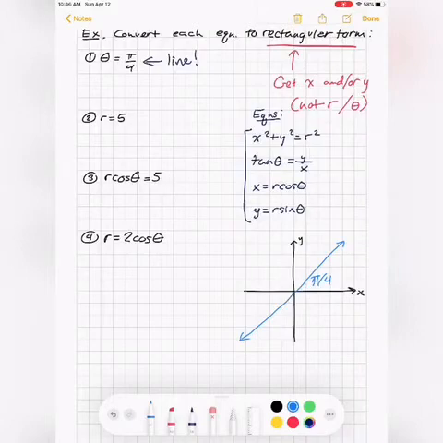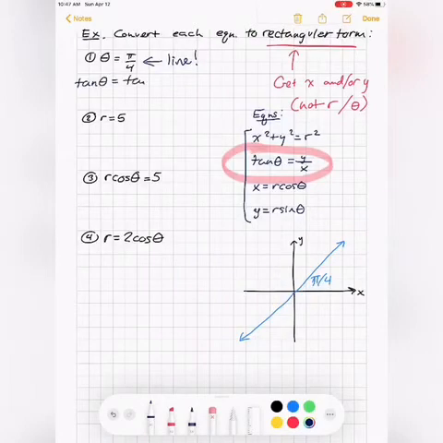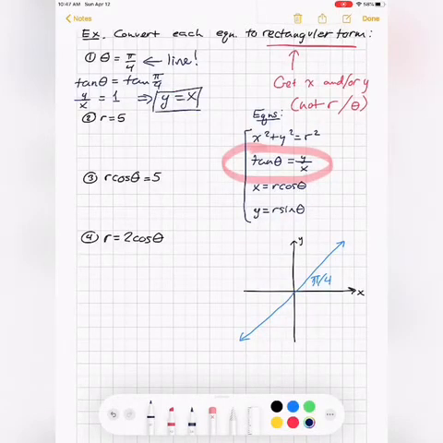What if I was to use this equation? What I'm going to do is take the tangent on both sides. I know tan of theta is y over x, and I know tan of pi fourths is 1. So wouldn't it be true that the equation of that line would be y equals 1x? Oh, look at that. The slope is 1, isn't it?